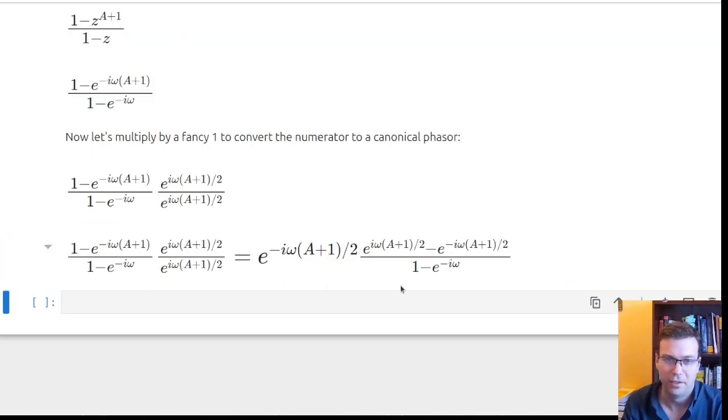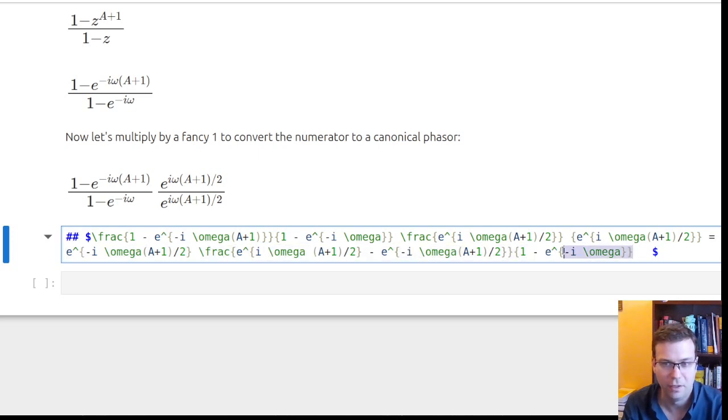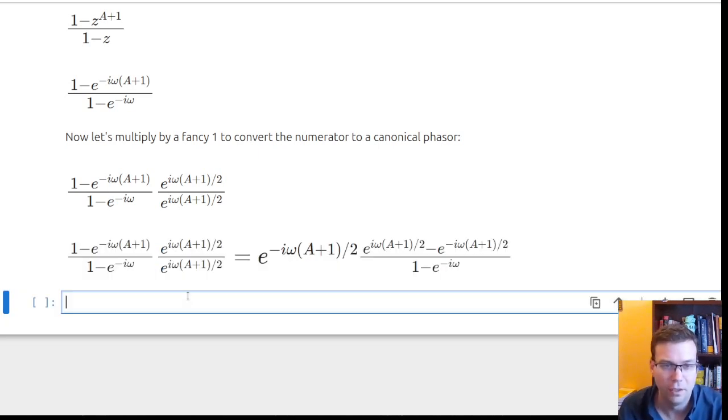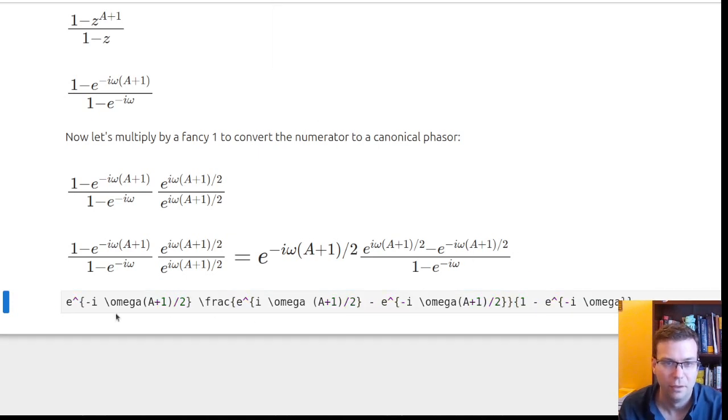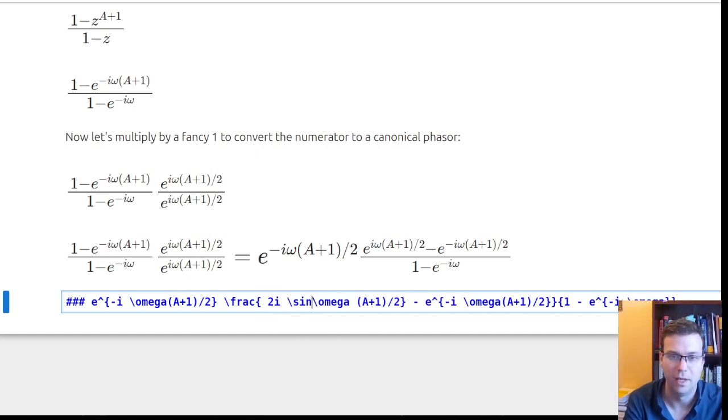All right, so here's the multiplying by fancy 1. When we take the denominator and put it over here like this, and then distribute this through the numerator, we get this. I've already shown you before that this can be rewritten using Euler's formula, realizing that this minus the negative of it gives me 2i times the sine of what's in there. So I can rewrite this as 2i times the sine of that.